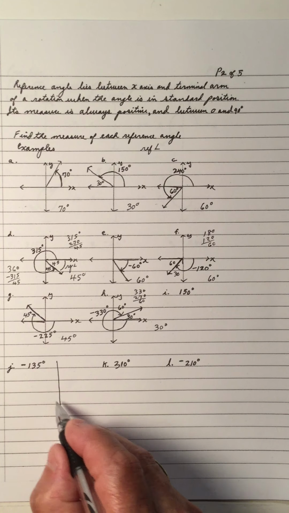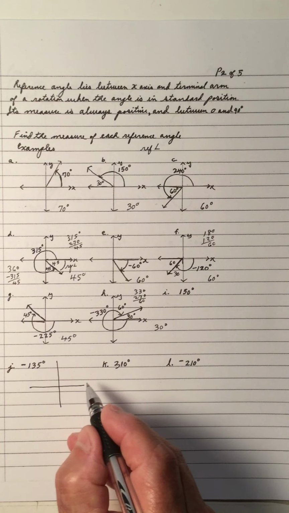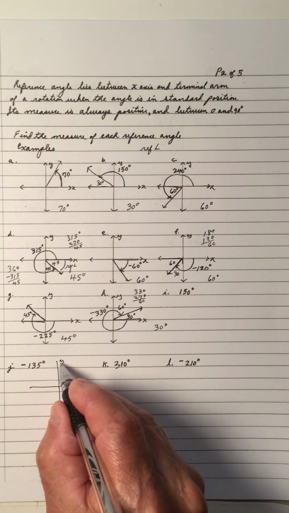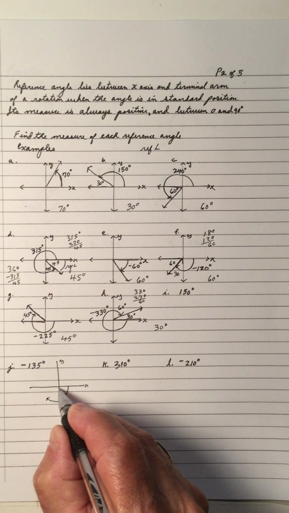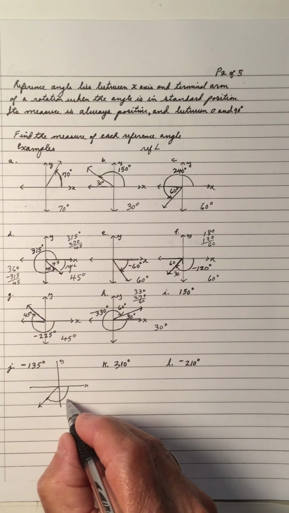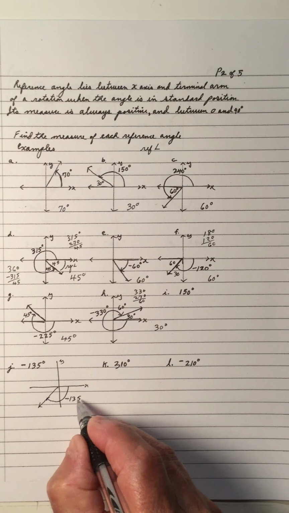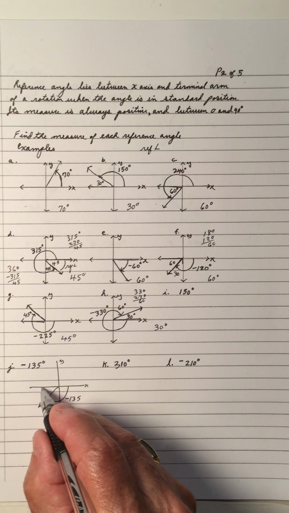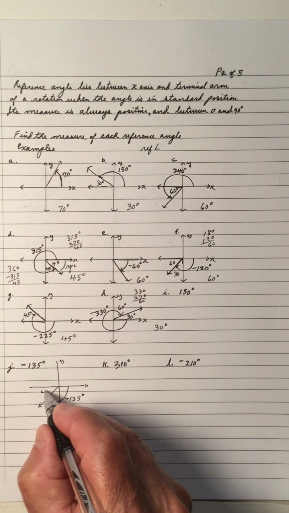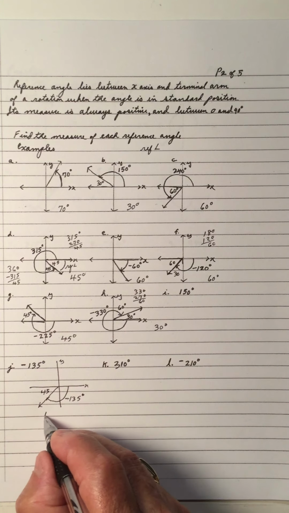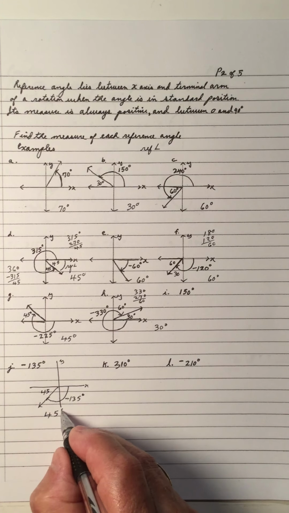And let's do negative 135, x and y, negative. So there's a negative 90. So here we are right here. So that's a negative 135. All the way over to here is 180. So 180, take off 135 is 45. So the reference angle is 45.